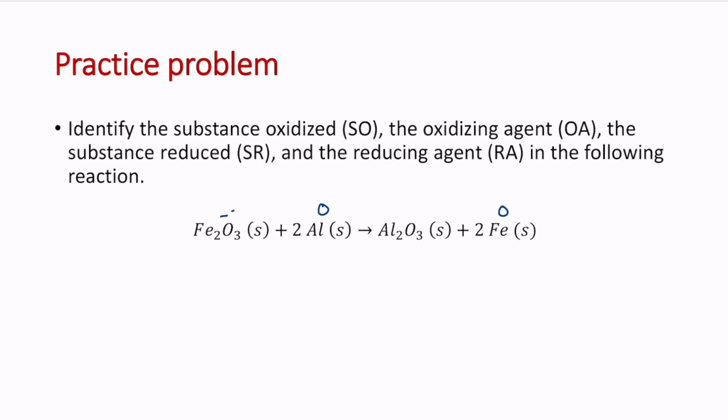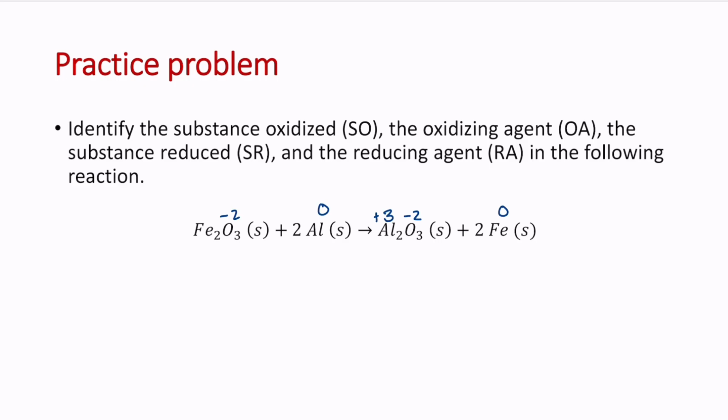So I have oxygen in both sides. Notice, is oxygen being reduced or oxidized? No, it's not because the oxidation number does not change. Aluminum is a group 3 element, so it is always going to have a +3 charge, which means the oxidation number is +3.